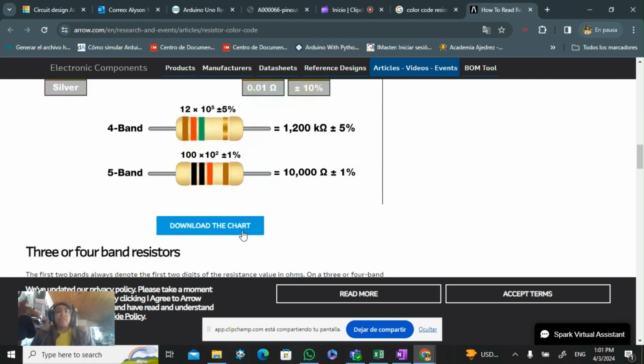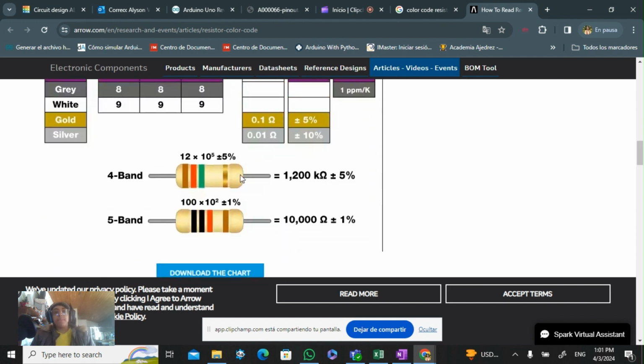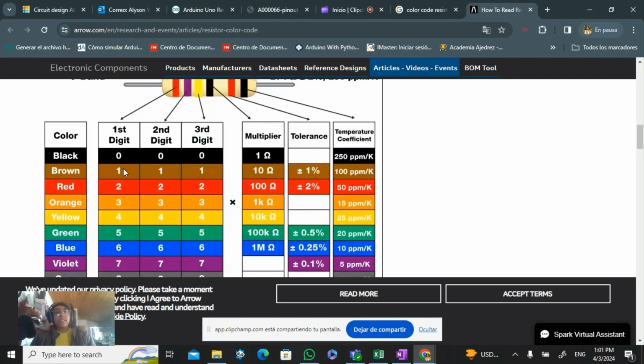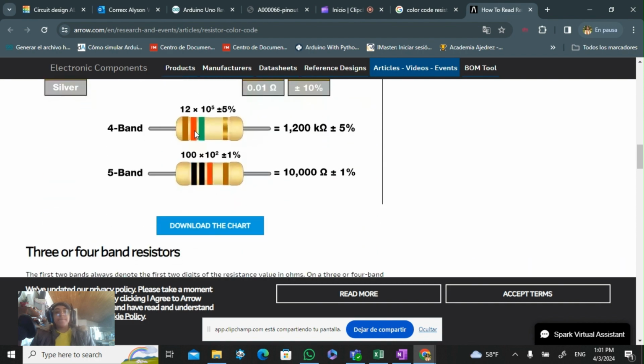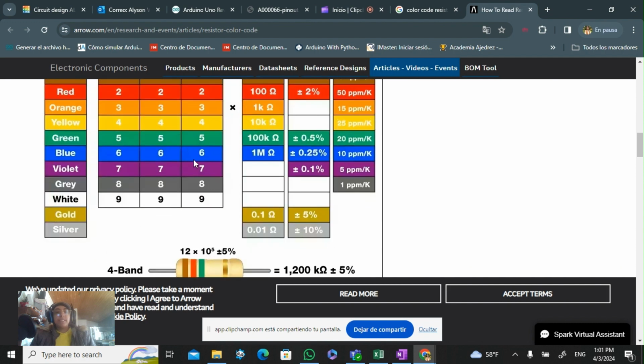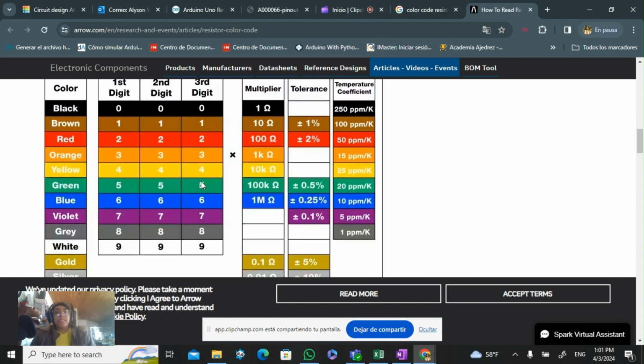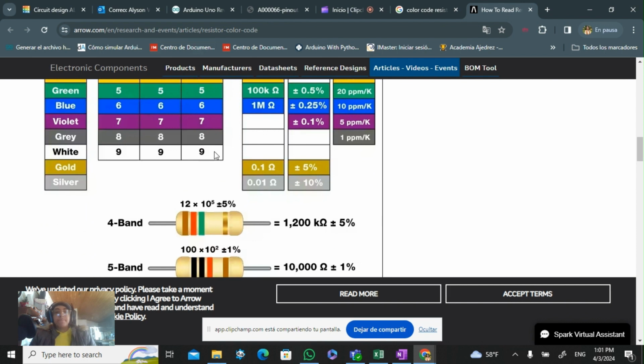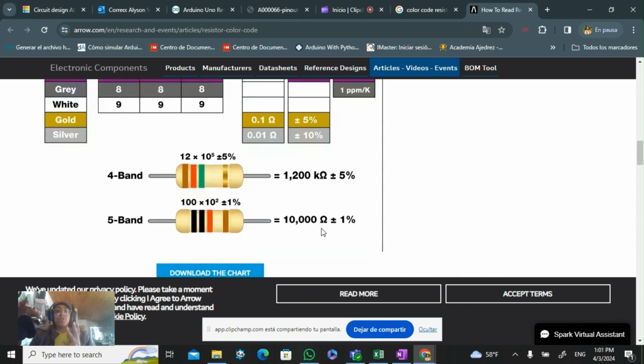For example, in 4 bands, this is the most common example. The first is 1. Look at it. The second is red here, and the third is green. Green here, and here we have green. So 1, 2, and we have to add 5 more zeros. So the value could be 1200 kilo ohms. So much.